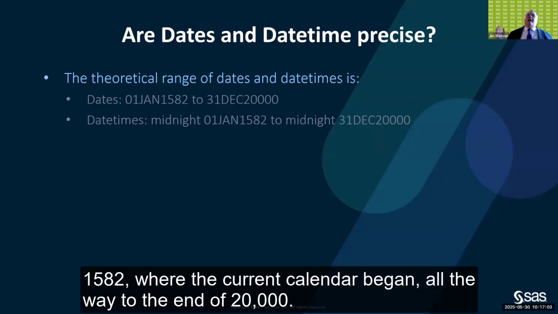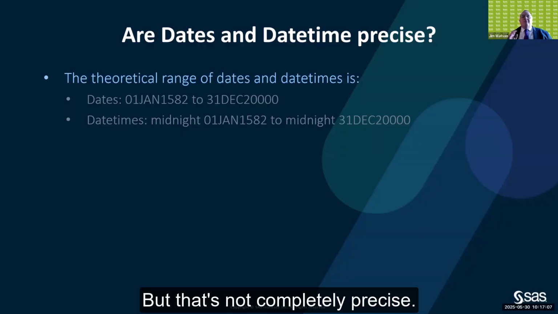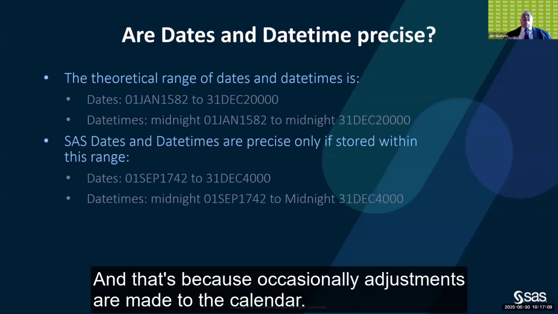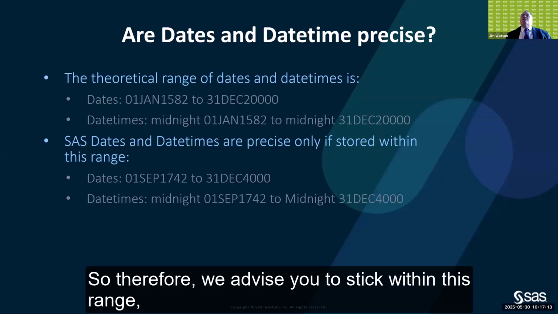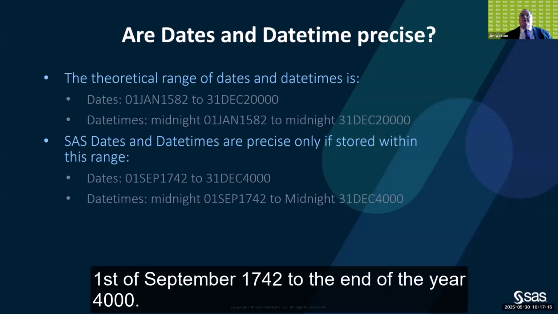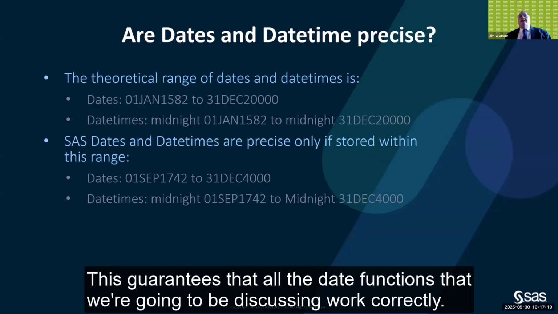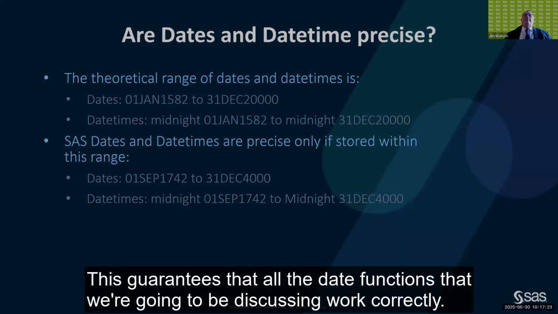1582, where the current calendar began, all the way to the year 20,000. But that's not completely precise. And that's because occasionally adjustments are made to the calendar. So therefore, we advise you to stick within this range, 1st of September 1742 to the end of the year 4000. This guarantees that all the date functions that we're going to be discussing work correctly.